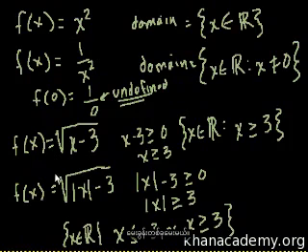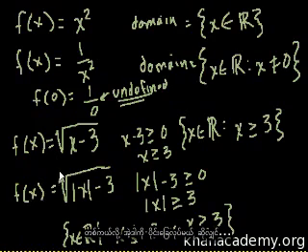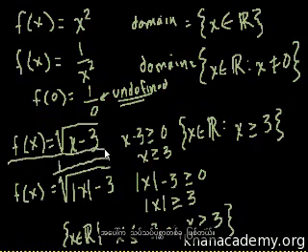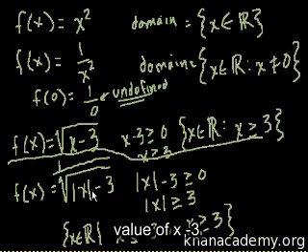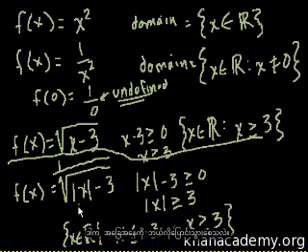Well, let me ask you a question now. What if instead of this, let's say that was the denominator. So this is all a separate problem up here. So now we have 1 over the square root of the absolute value of x minus 3. So now how does this change the situation?